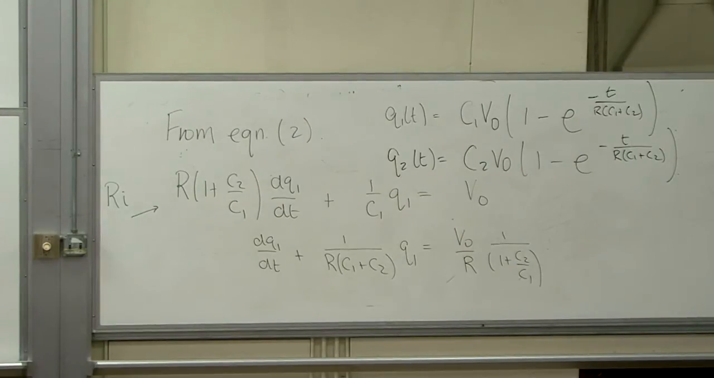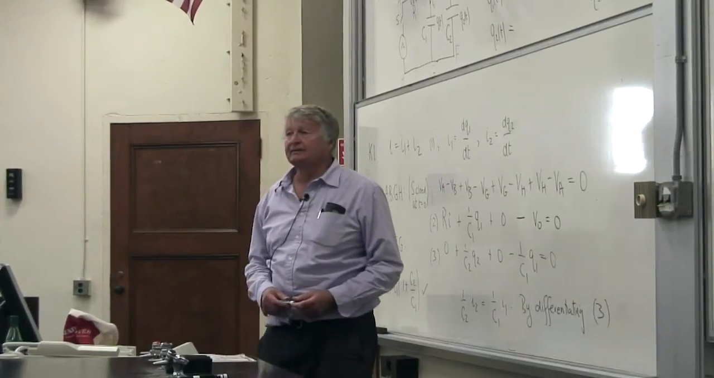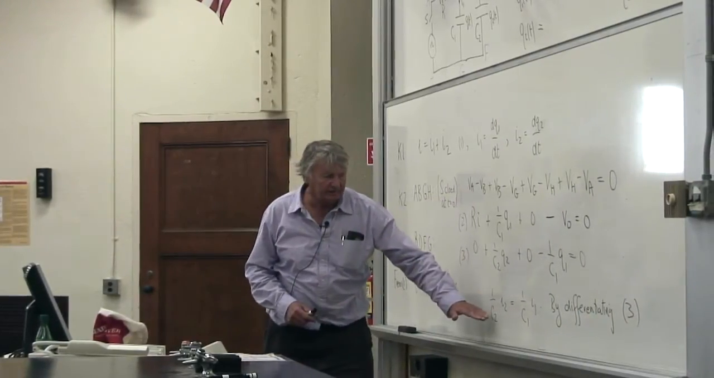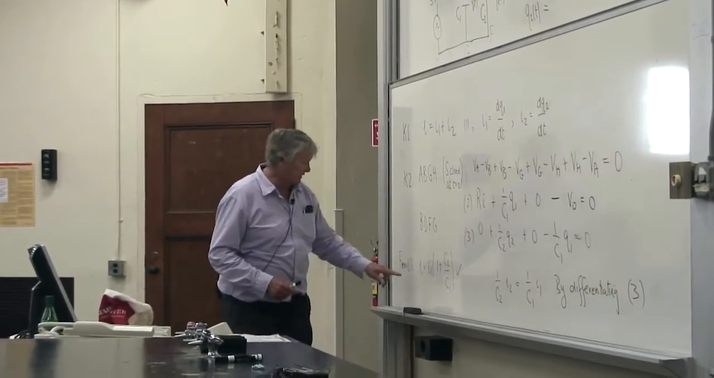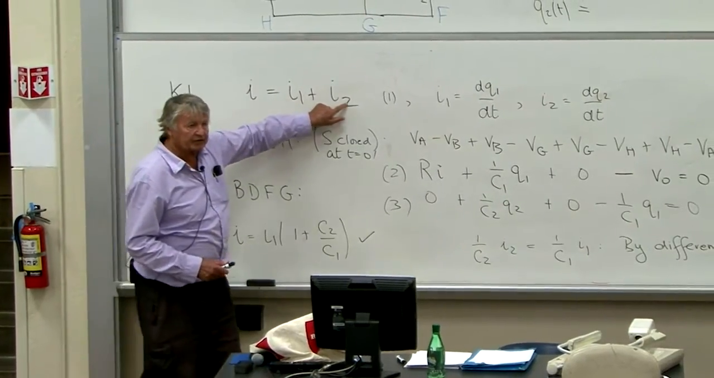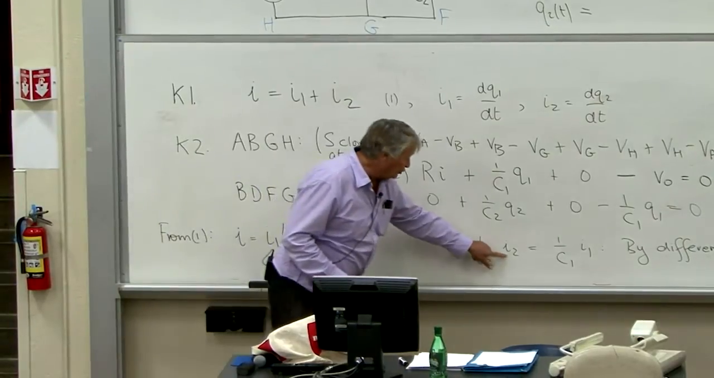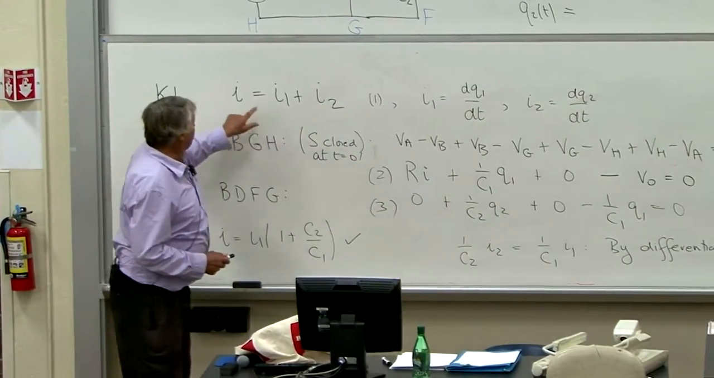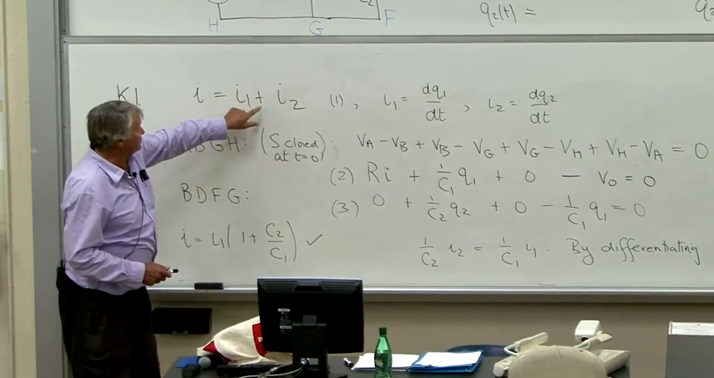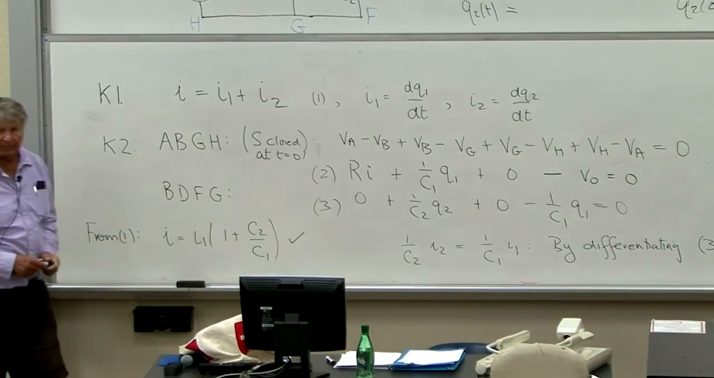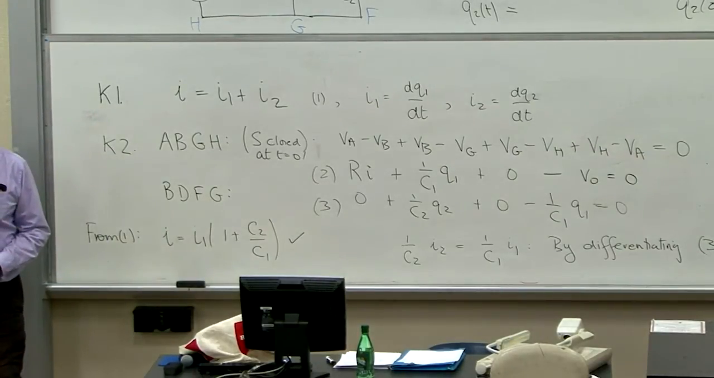Yes, question? How did you get the equation here at the bottom from 1? This one. Yeah. Okay. I is equal to I1 plus I2. But I know I2 is C2 over C1 times I1. So therefore, I is equal to I1 times 1 plus C2 over C1. And that's here. Okay.